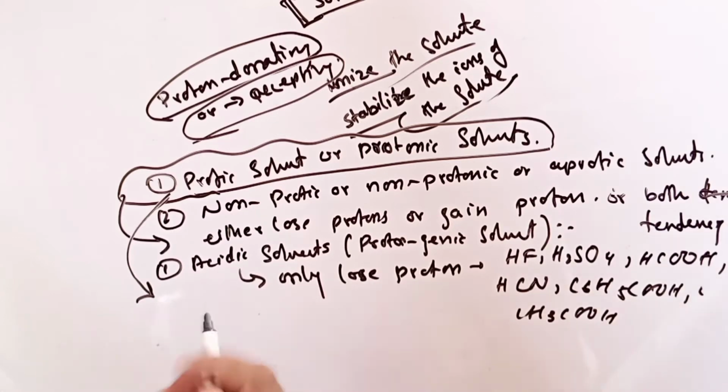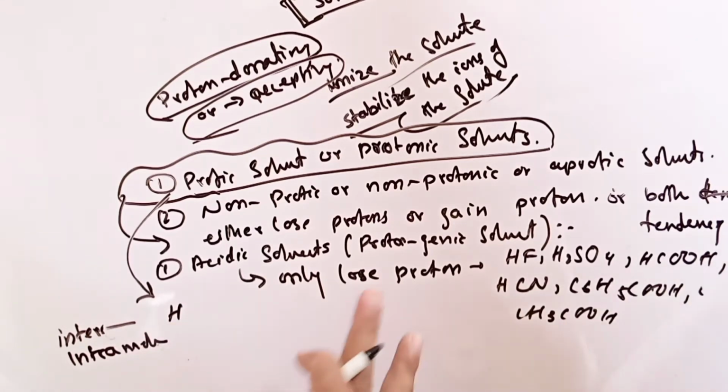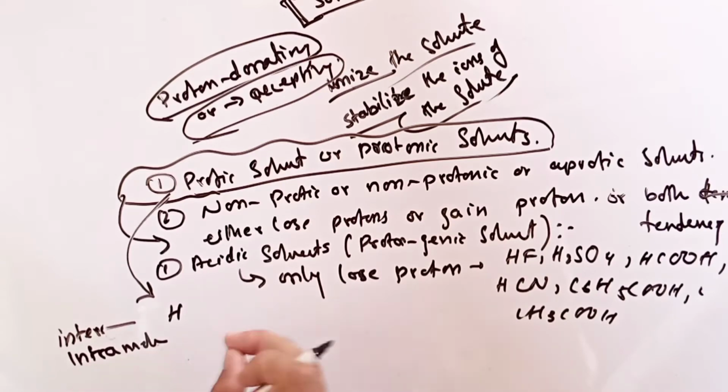In another way, you can define protic solvents as those solvents that have the capability to produce hydrogen bonding, either intermolecular or intramolecular hydrogen bonding. Solvents whose molecules have the capacity of making intermolecular or intramolecular hydrogen bonding are also called protic solvents.